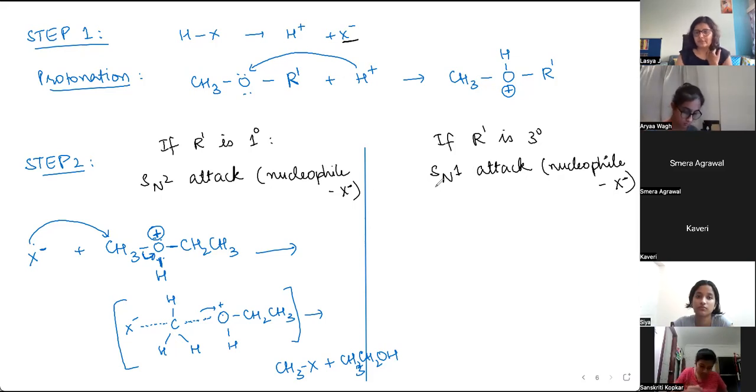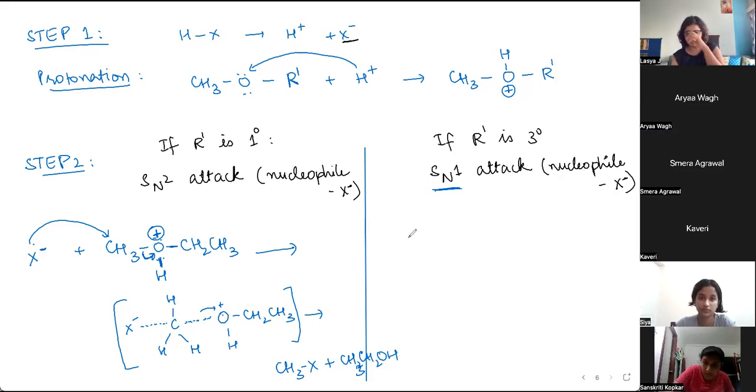Okay. Now coming to SN1 attack. This happens when there's a tertiary carbon present. SN1, if you remember, is a two-step thing. First the carbocation will form, and after that the nucleophile comes and attaches itself there.